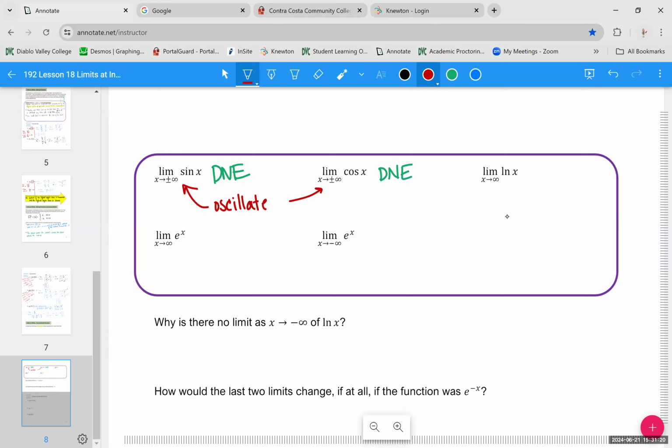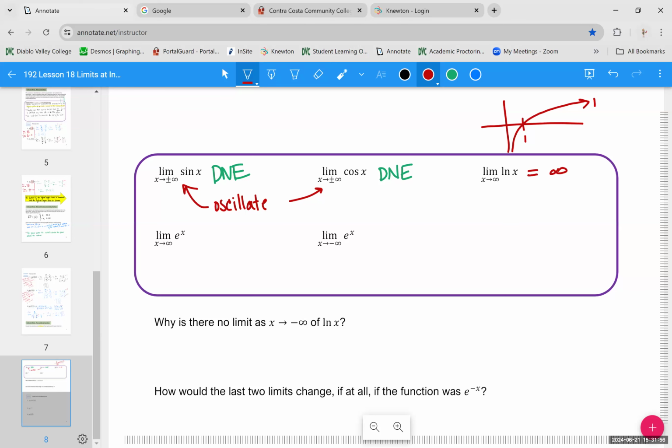What about ln x? Let's think about its graph. It crosses here at 1. It has a vertical asymptote at x equals 0. But does it have a horizontal asymptote? It doesn't. It just keeps growing and growing slowly, but it constantly gets bigger. Even though it's a slow growth, it's constantly growing. So as x gets bigger, ln x is getting bigger as well.